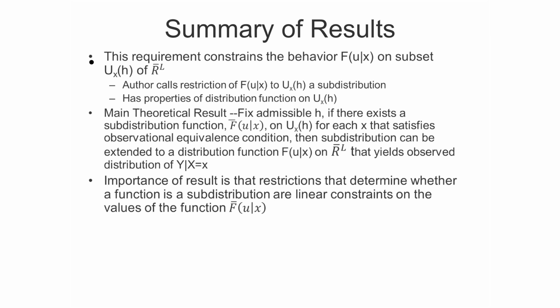S that generates this. What he comes up with is the idea of a subdistribution function. I think the picture that he had should certainly go in the paper, because it's a really nice way for people without the ability to think in hyperspace to envision what he really means by a subdistribution function. This is the main theoretical result: fix a potential H. If you can find this subdistribution function on this restricted space, indexed by X and H, that satisfies the observational equivalence condition, then you can extend that to the distribution F of u given x that yields the observed distribution of y.